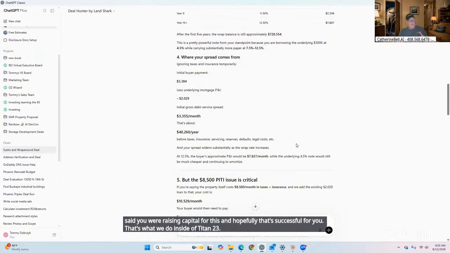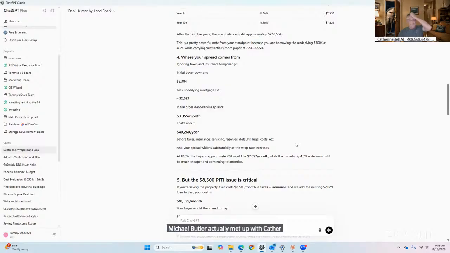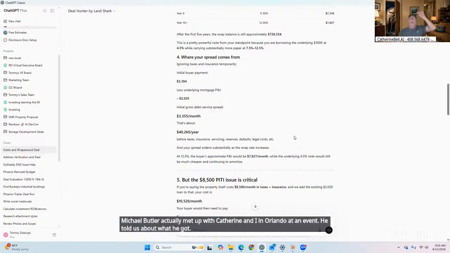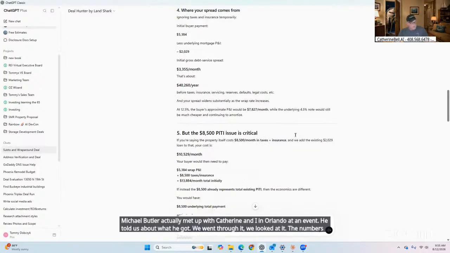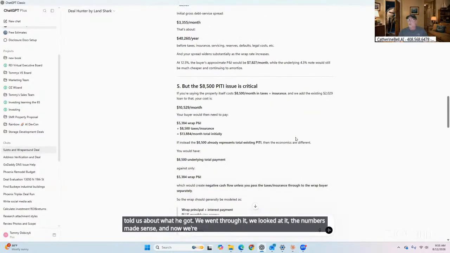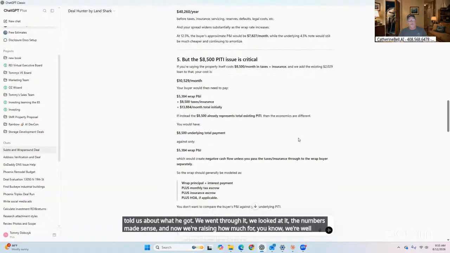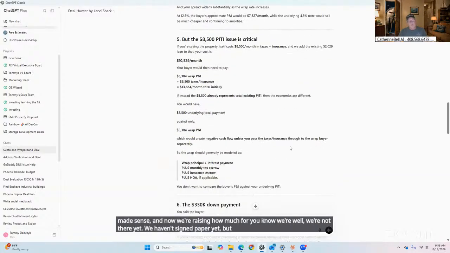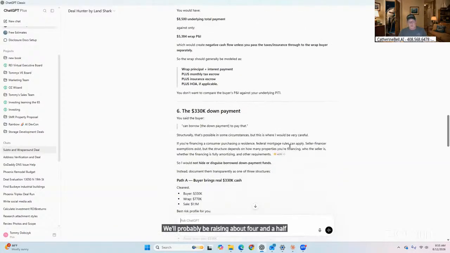Michael Butler actually met up with Catherine and I in Orlando at an event. He told us about what he got. We went through it. We looked at it. The numbers made sense. And now we're raising, we're not there yet. We haven't signed paper yet, but we'll probably be raising about $4.5 million for his project.